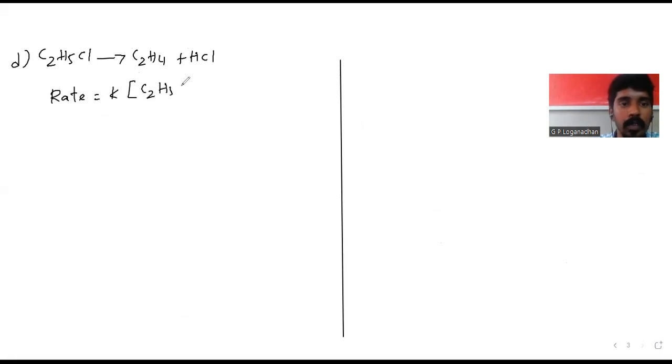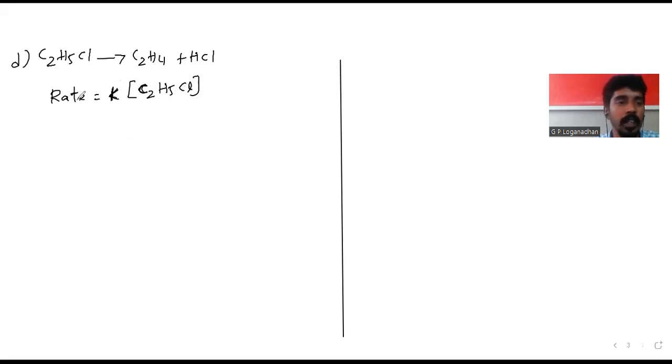D1. The question is C2H5Cl gives rise to C2H4 plus HCl. Rate of the reaction is shown as K C2H5Cl. From this you can say that it depends on the concentration of the C2H5Cl.